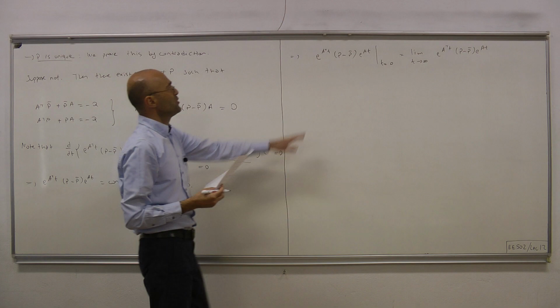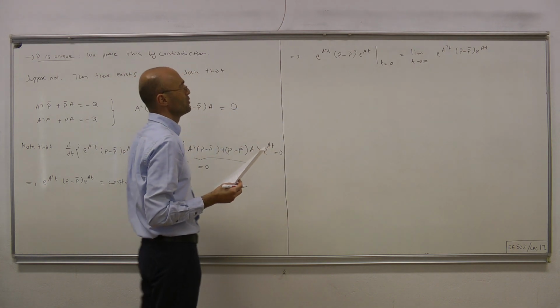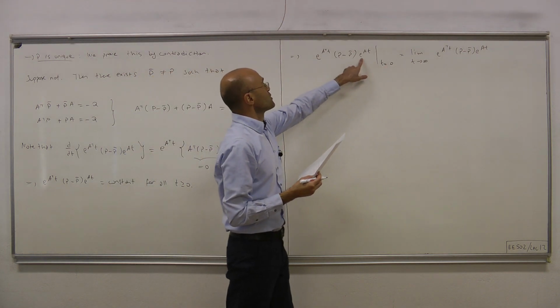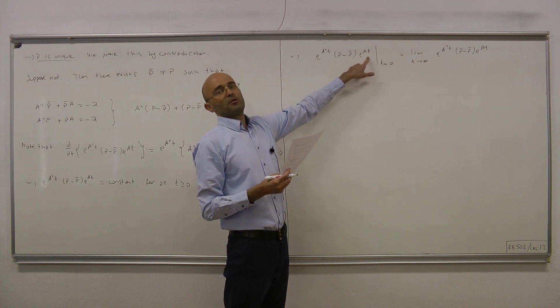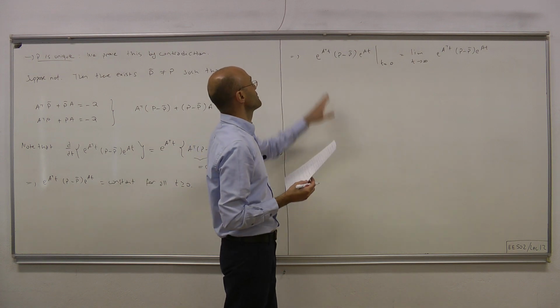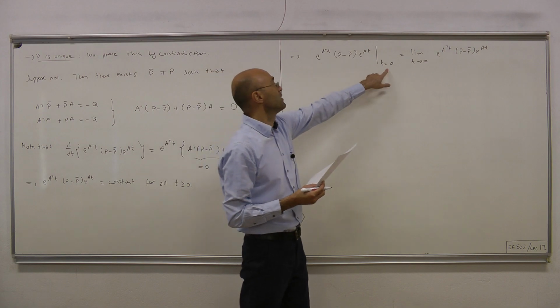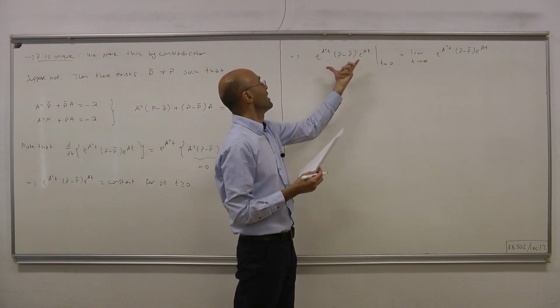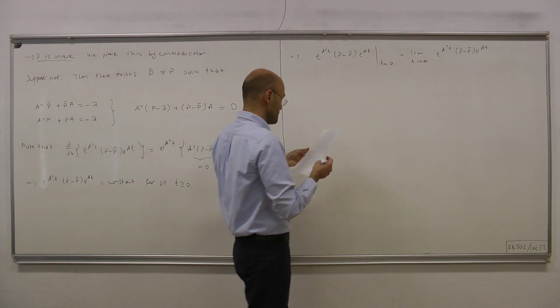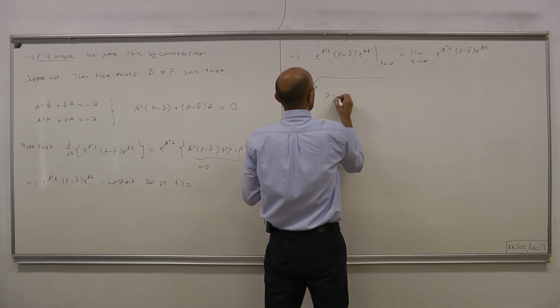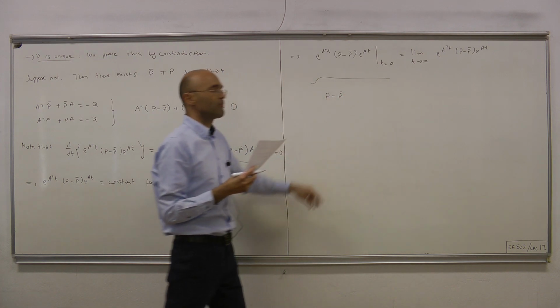Okay? Now, the left-hand side produces what? Plug in t equals 0, you have e to the At evaluated at t equals 0, namely the identity matrix. This too is the identity matrix at t equals 0. So identity here, identity here. Therefore, this whole term produces P minus P bar.